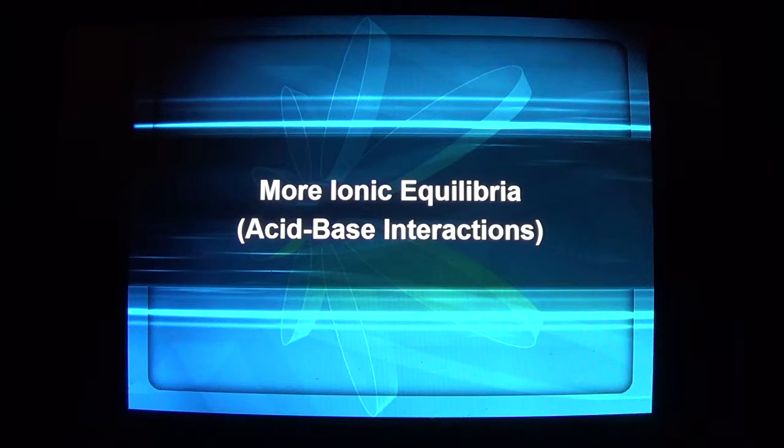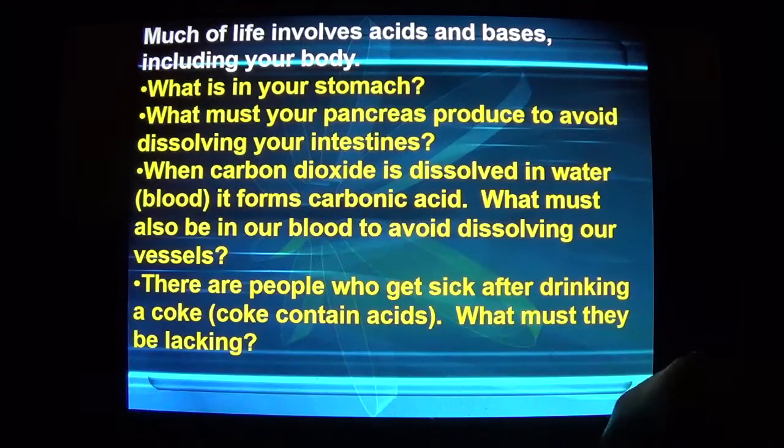And again, this whole unit is nothing new. It's simply taking our skills and understanding of equilibrium and applying it to new situations, specifically situations involving acids and bases. So you're going to see a lot of similarities between what we've been doing and things that we have done in the past.